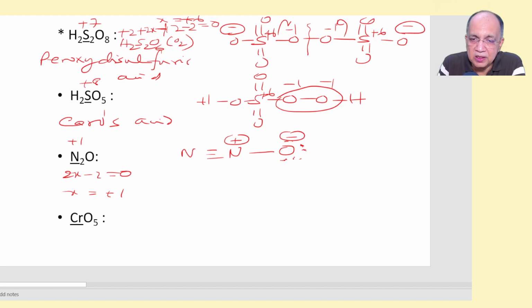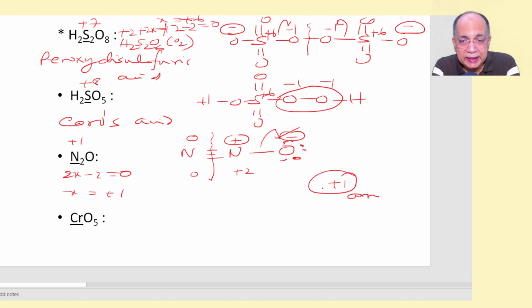There are 3 lone pairs, forget about the lone pairs. And if you break this down, the 2 are not identical, this will be 0 and this will be plus 2, because it is already a plus 1 and this will be losing 1 more electron and it will be having plus 2 and this is 0. So the average is coming plus 1. But actually the oxidation number is not plus 1. One of them is 0, the other one is plus 2.